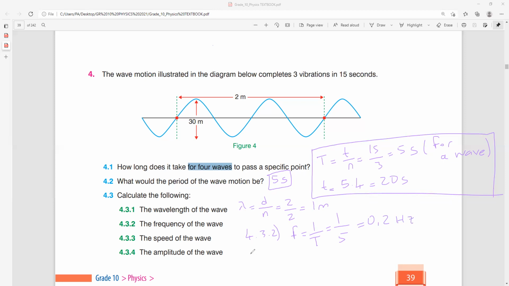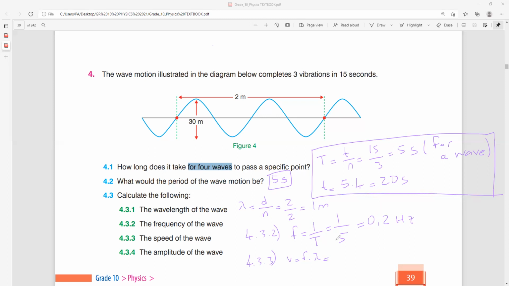Next one, 4.3.3. Your answers first. Please try. 4.3.3 is what? Speed. We are looking for speed. Speed equals, formula, you know, from the formula box you can get it, people. F times, let me write the formula and then you can carry on. F times wavelength. Frequency times wavelength is speed. So please calculate. What is our speed for this wave?